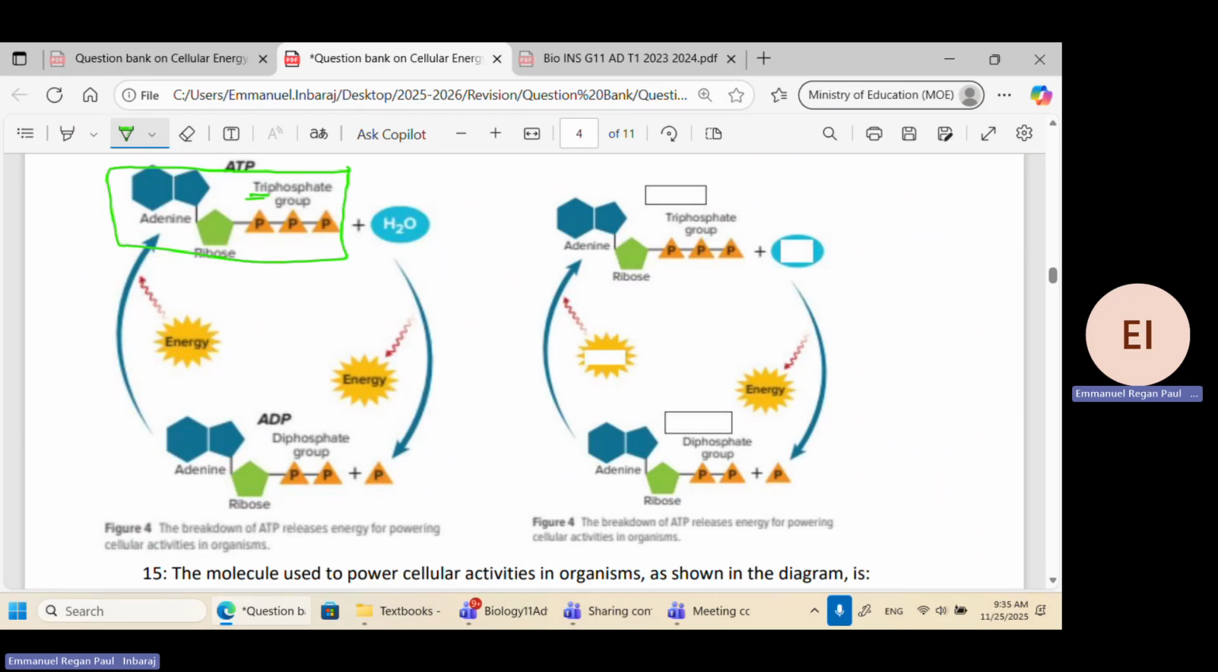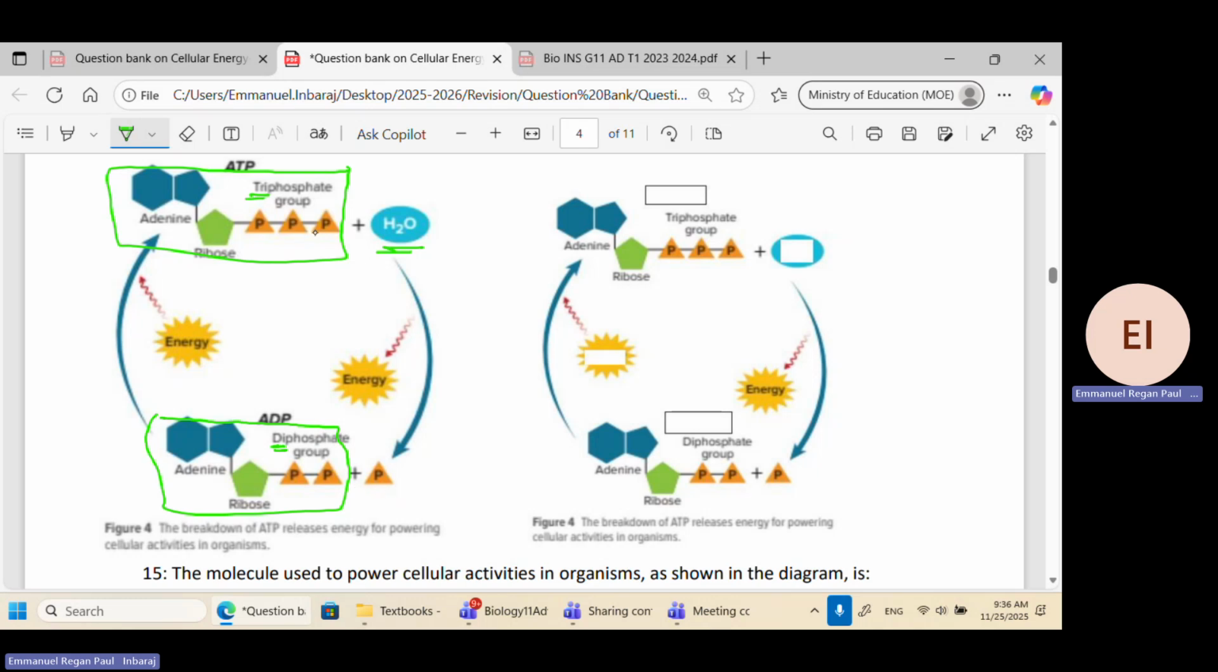Tri means three, triphosphate. So when you add water to adenosine triphosphate, what will happen? They will break down to adenosine. See, adenosine. What happened to one phosphate? One phosphate is removed. So it is broken down to adenosine diphosphate. Di means 2 phosphates. Here you have 3 phosphates, here you have 2 phosphates. That is the difference. So adenosine triphosphate will have 3 phosphate groups. Adenosine diphosphate will have 2 phosphate groups, and 1 phosphate is removed.